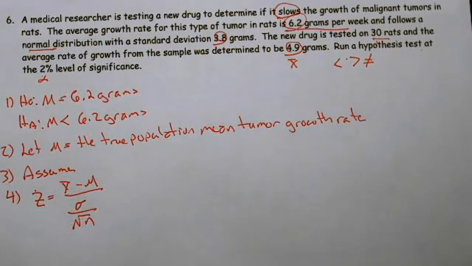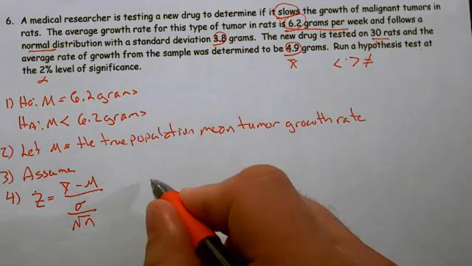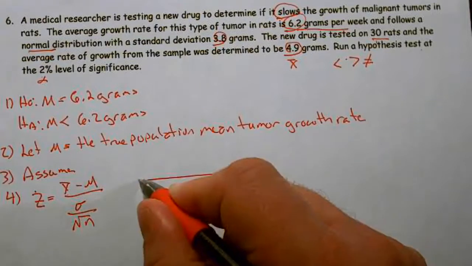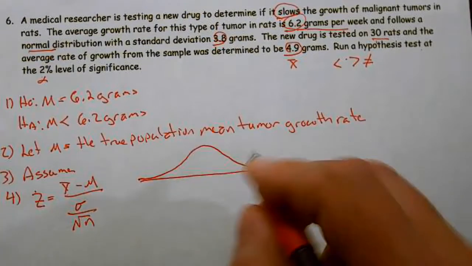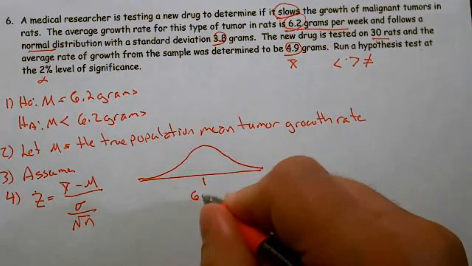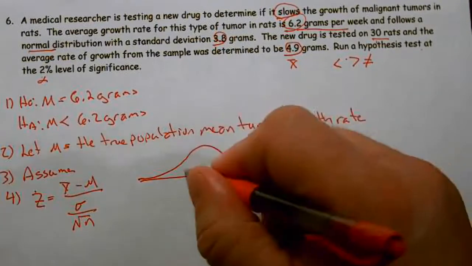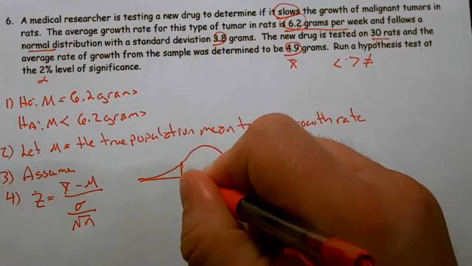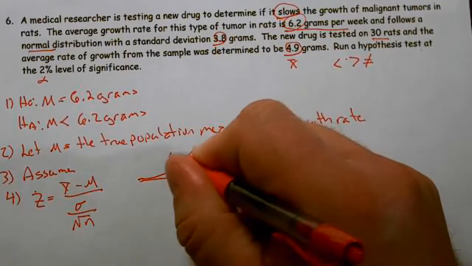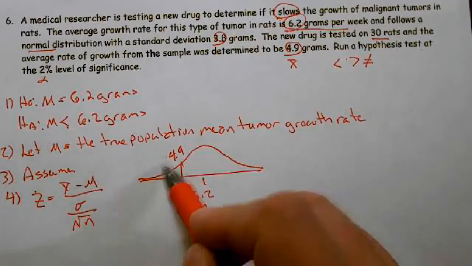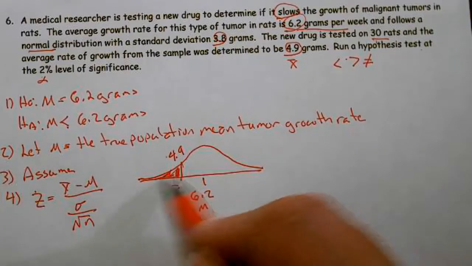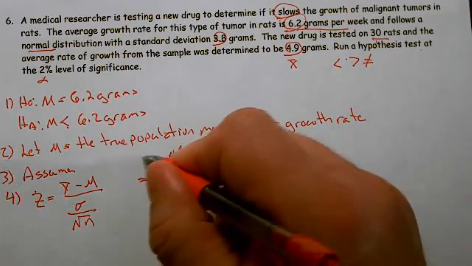All right. We need to identify and label all of our inputs. We don't have data to enter this time. I do need to draw my graph. So my graph is going to be this. The mean is 6.2. And we got a new mean. This is the population mean. We got a sample mean, an X bar, that was 4.9. And we are shading this way. Okay. So that's number 5.